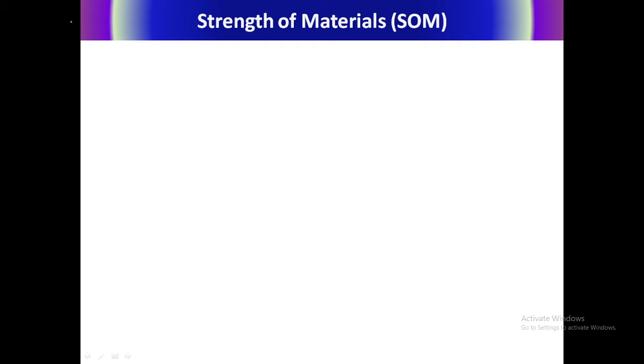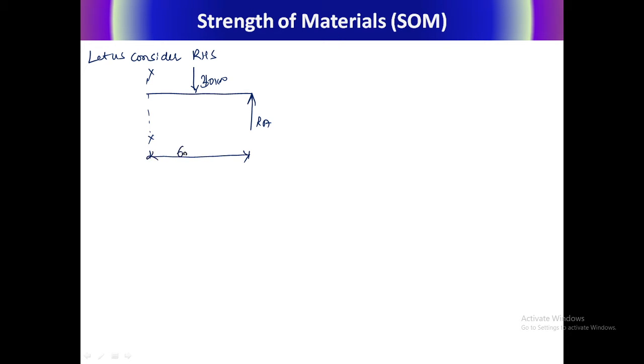So now let us consider the right hand side portion. I'll draw the right hand side portion here. Now this is what RA. This is 30 kilonewton load. Now let us take a section here. Now distance is 6 meter here. Okay. So now this distance is 3 meter.